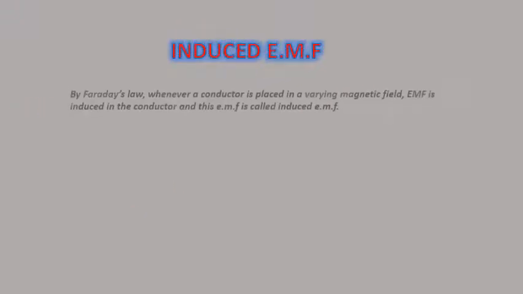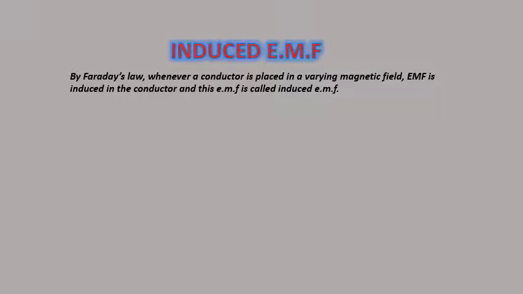So basically it is the direction of force. Induced EMF. By Faraday's law, whenever a conductor is placed in a varying magnetic field, EMF is induced in the conductor, and this EMF is called induced EMF. Why am I saying it is induced EMF? Because there is no physical contact between these bar magnets and the coil. So whenever there is no direct physical contact, the term which is used is known as induction.